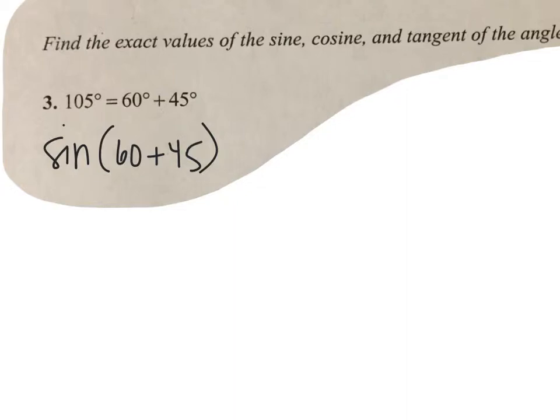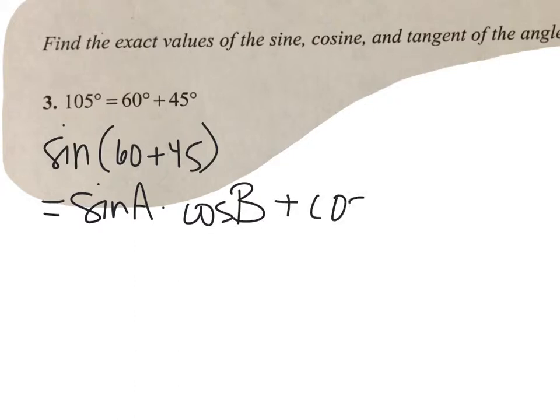Okay, so we're going to use the formula that says I take the sine of angle A times the cosine of angle B, and then I add that to the product of the cosine of angle A and the sine of angle B. So this is the formula for the sine of the sum of two angles.